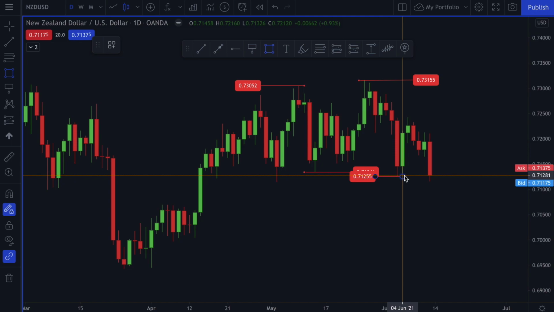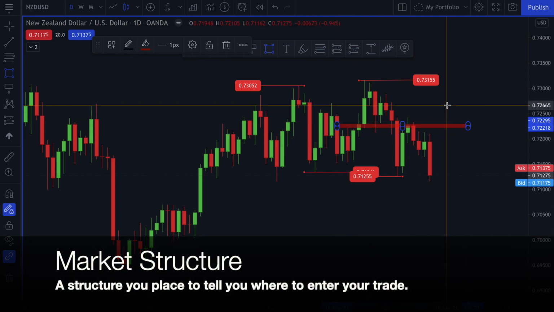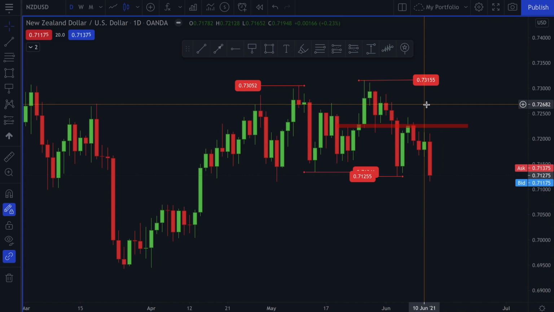But if price can stay below that price point and go lower than 0.71255, that is how we know that price is now going into a downtrend. So the sellers have control, the buyers do not. So with that being said, now I'm just going to place some structure on my chart where we wanted price to come and touch and stay below. This is where you put your structure.